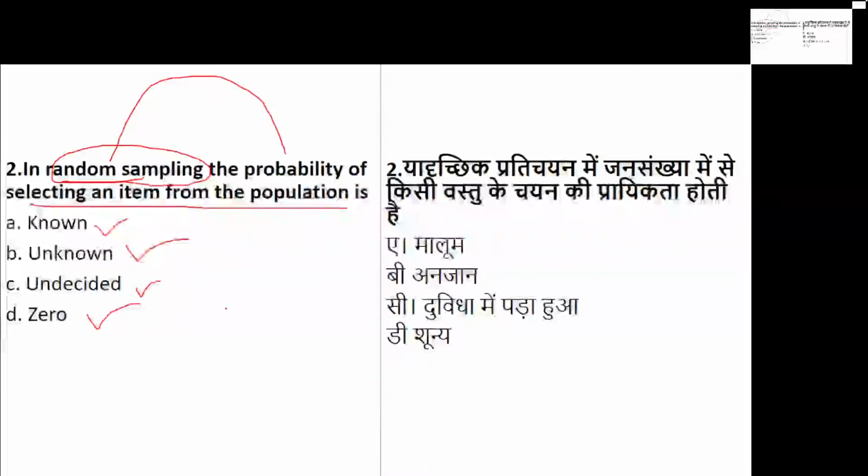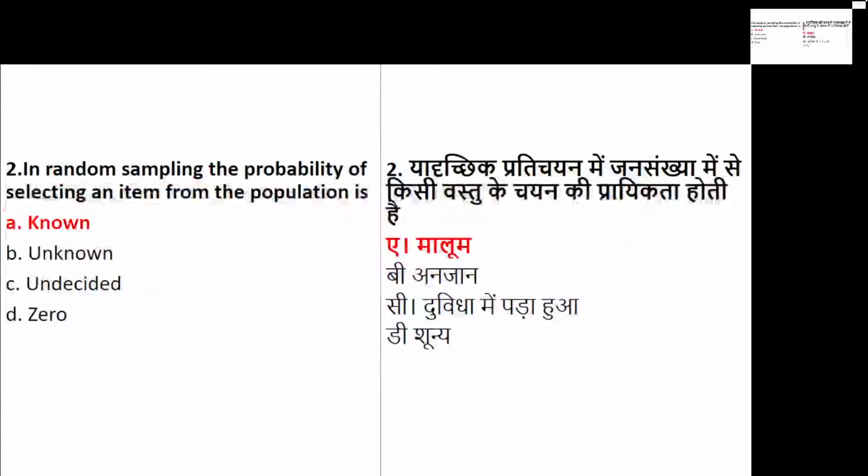We have random sampling. You know what the meaning of random is? Random means you pick in a random way. There is no sequence, there is no system. You just pick in a random way. So what is the level of chances of selection of a sample? In this case, the chances of selection of a sample from the population are known.